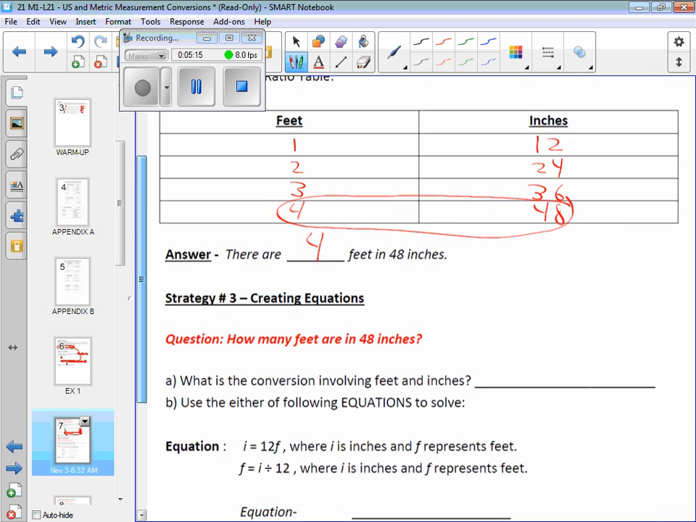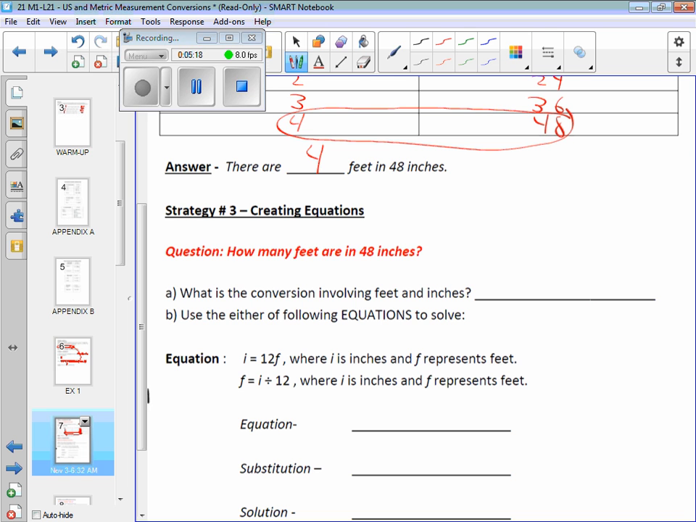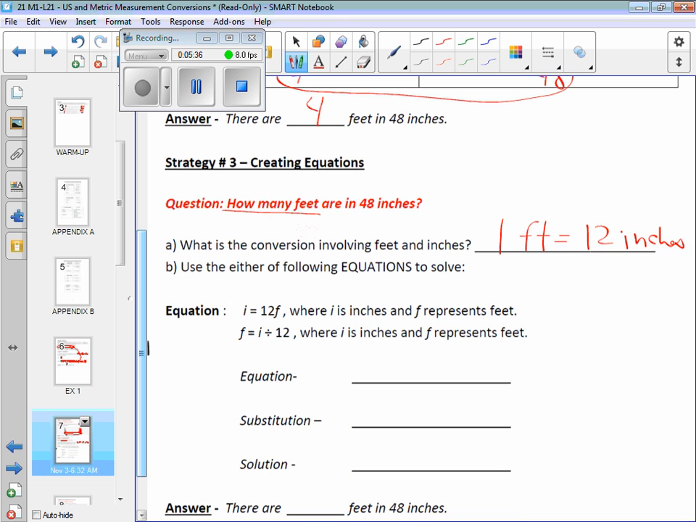Equations. That's what we're trying to find, because you have to decide which equation to use. Same conversion, 1 foot is 12 inches. That never changes. Here are the two equations, but which one are you supposed to use? I stands for inches and S stands for feet. Whatever it is that you're trying to find is the variable on the left.